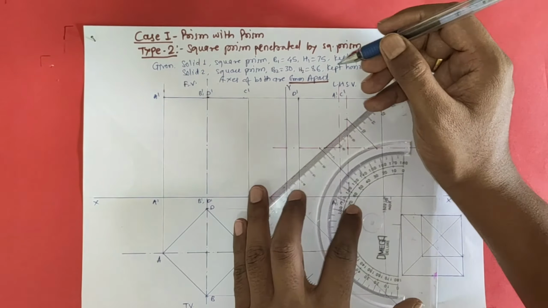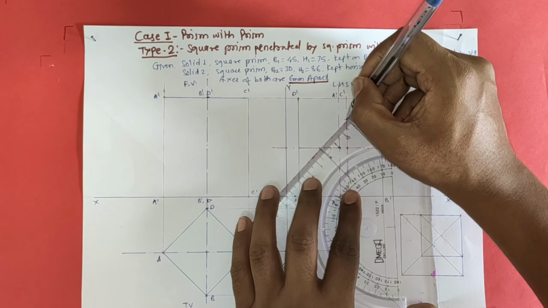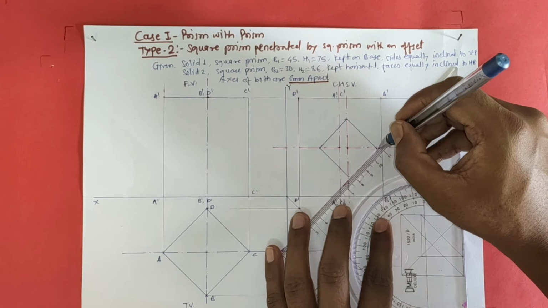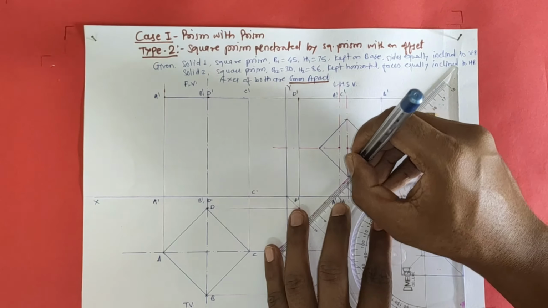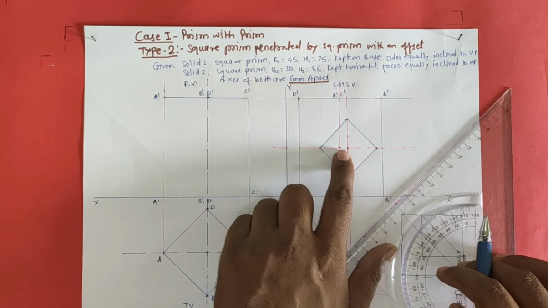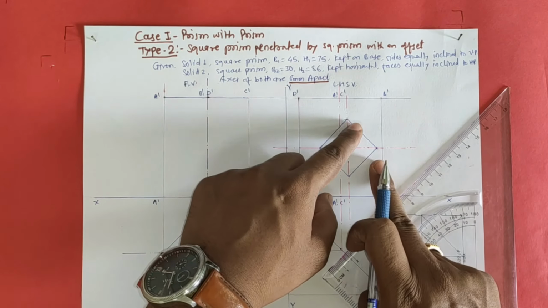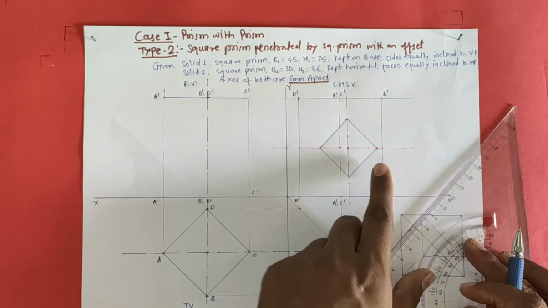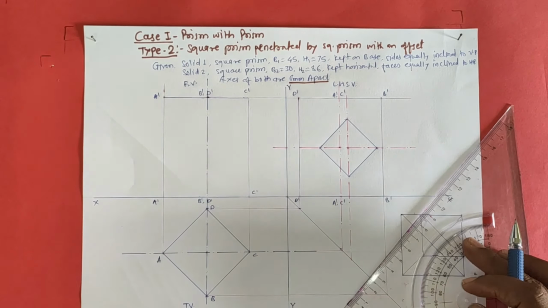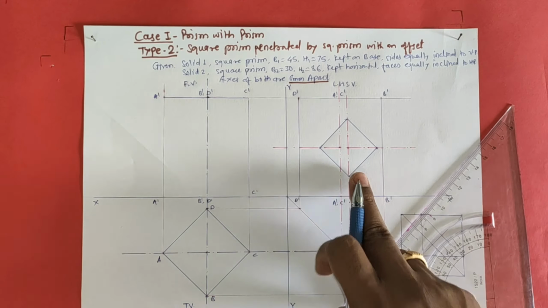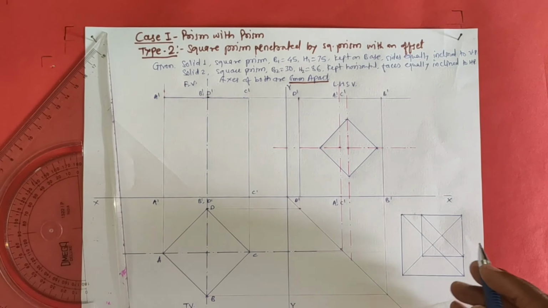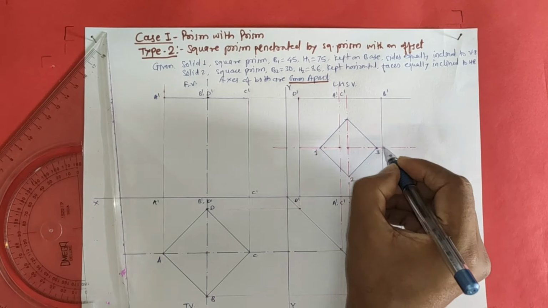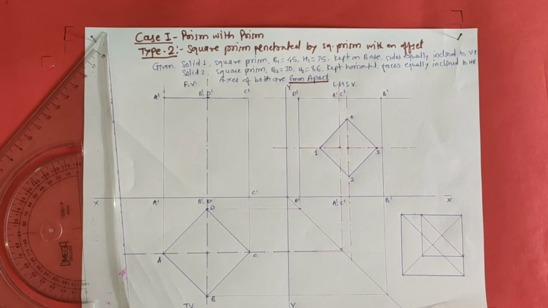Okay, so now, as we said before, there is a second type in which an offset is given. You will see the offset here. This is a 6 mm offset between the center lines, and it is not coming outside of the first solid. It is not coming outside the first solid, so it is the second type.